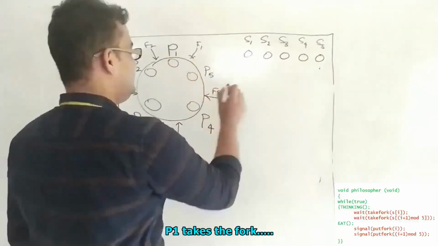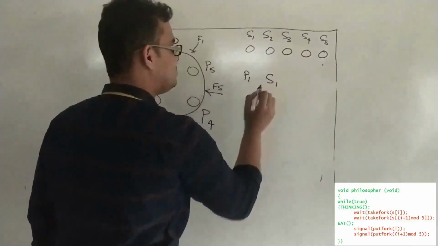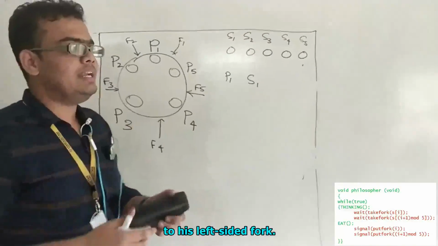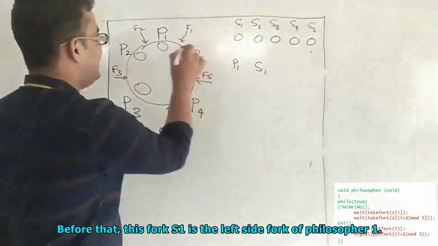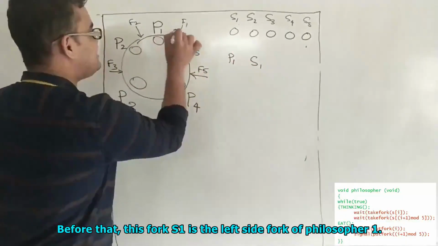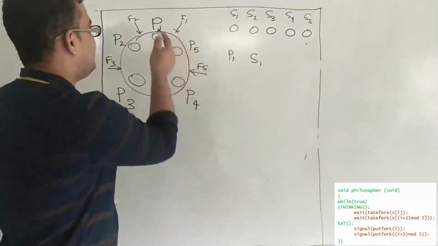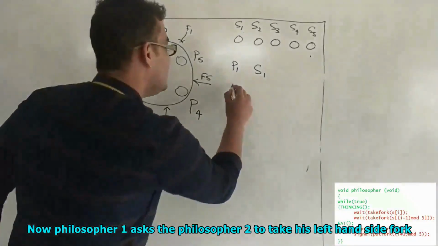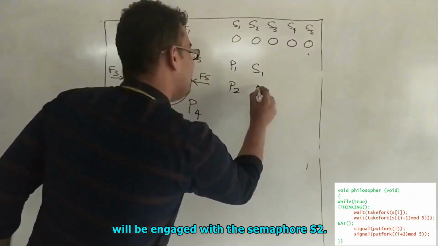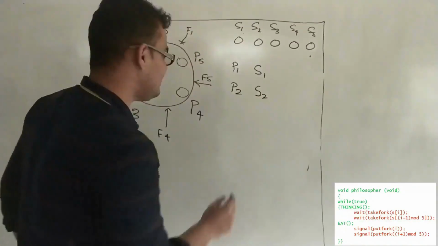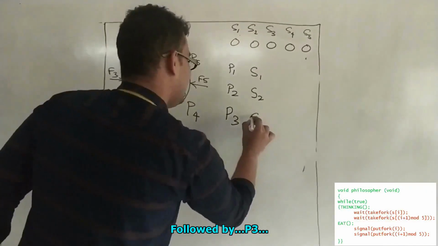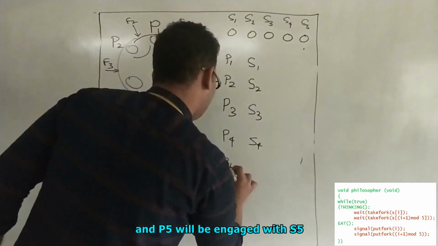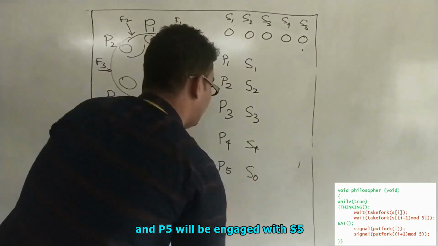Initially P1 takes the fork S1 and now P1 asks P2 to take his left side fork. Before that, this fork S1 is the left side fork of philosopher 1. Now philosopher 1 asks philosopher 2 to take his left hand side fork. So P2 will be engaged with the semaphore S2, followed by P3 engaged with S3, P4 engaged with S4 and P5 engaged with S5.